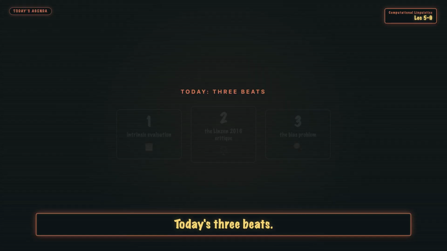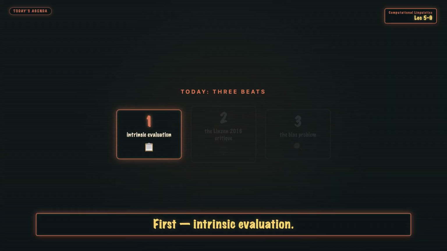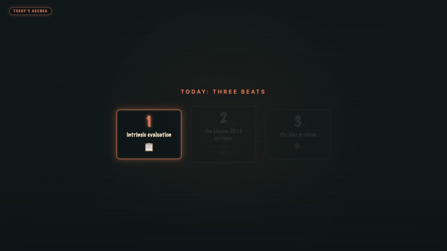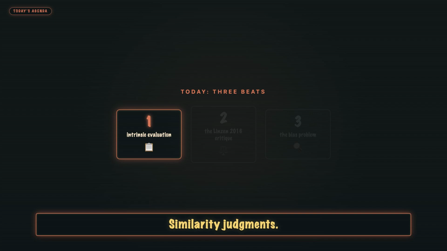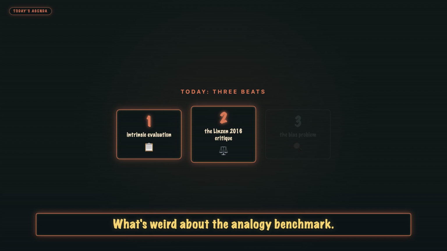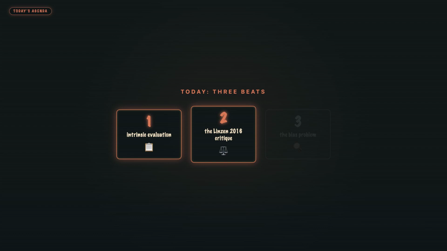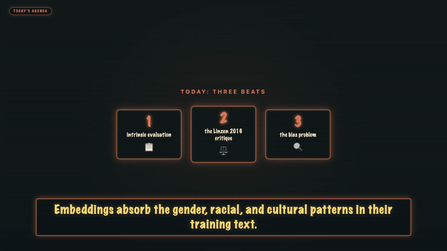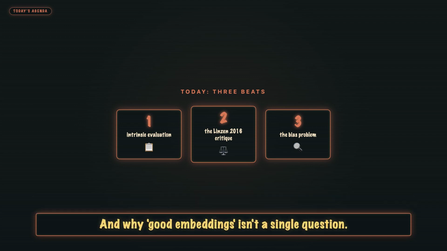Today's 3 beats. First, intrinsic evaluation: analogies, similarity judgments, the Google dataset, what NLP has been using since 2013. Second, the Linzen 2016 critique, what's weird about the analogy benchmark, and extrinsic evaluation as the honest alternative. Third, the bias problem. Embeddings absorb the gender, racial, and cultural patterns in their training text, which is not fine. And why good embeddings isn't a single question.